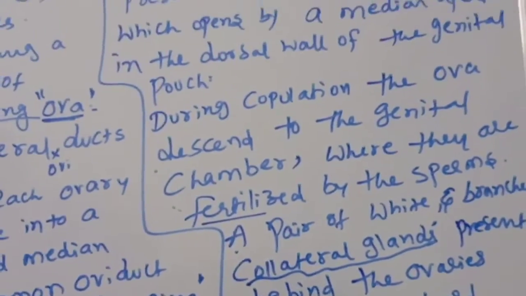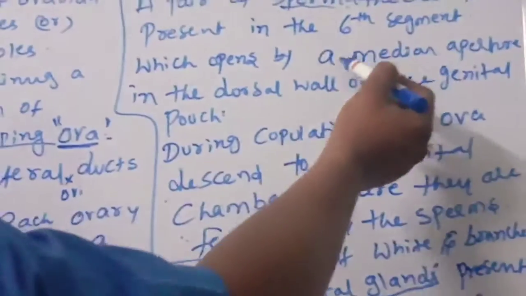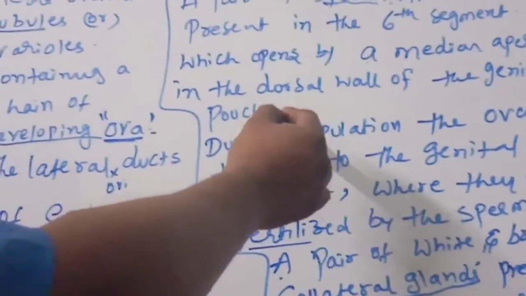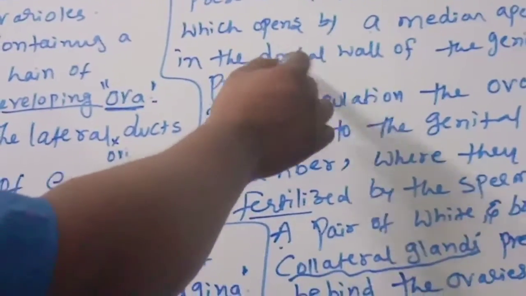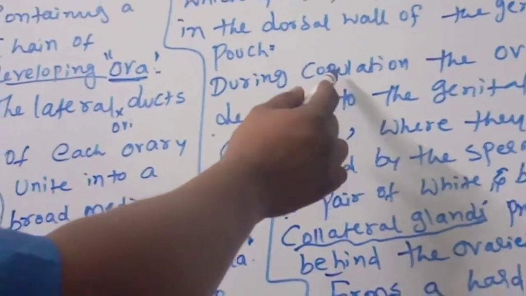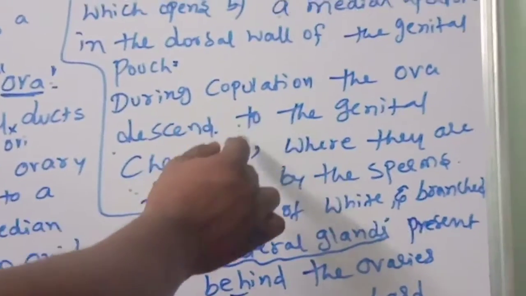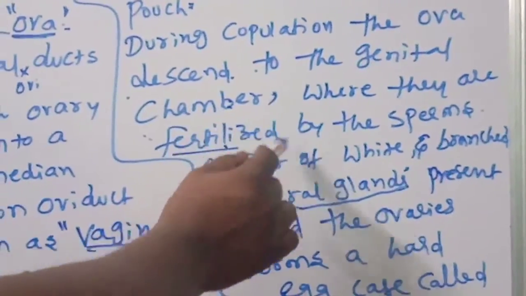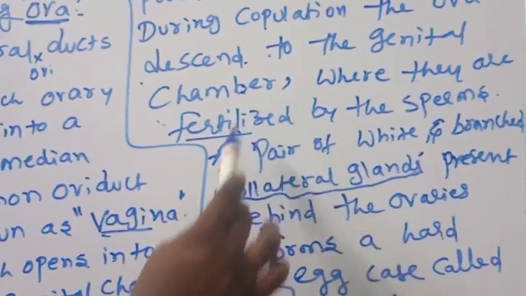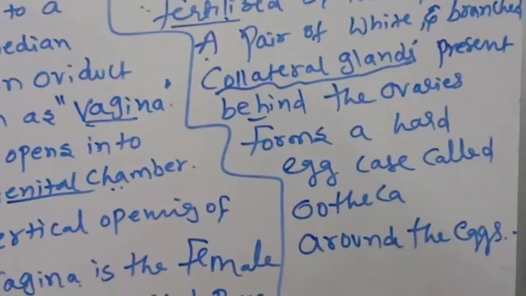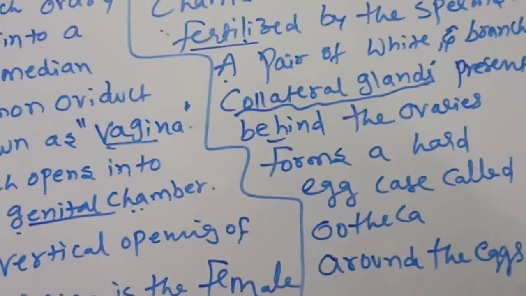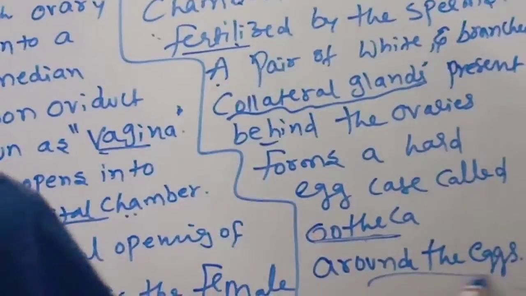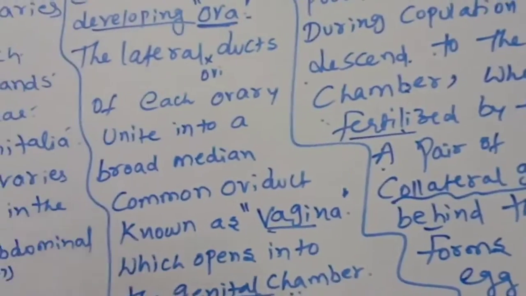Next, a pair of spermatheca is present in the sixth segment, which opens by a median aperture in the dorsal wall of the genital pouch. During copulation, the ova descend to the genital chamber, where they are fertilized by the sperms. A pair of white branched collateral glands present behind the ovaries forms a hard egg case called ootheca around the eggs.